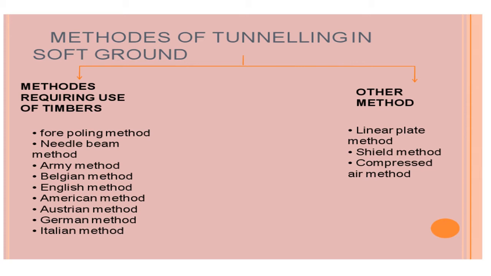Now, the methods which can be used for soft ground include some methods which require timbers, that is, immediate support is to be given, and some methods which do not require the timbering planks, because sometimes the timbering planks may not be enough. They may not provide the complete support which is required. So they are basically classified into two methods. One is the method which requires the use of timbers, and the other is the method which does not require timber.